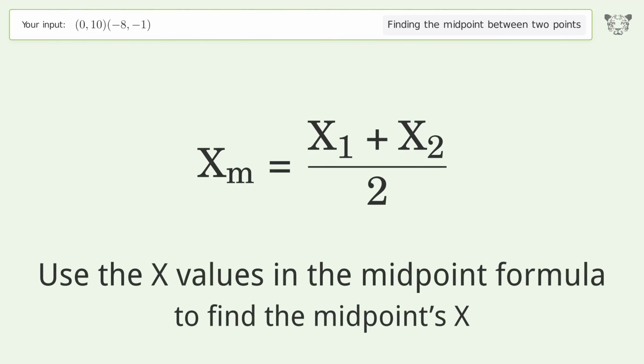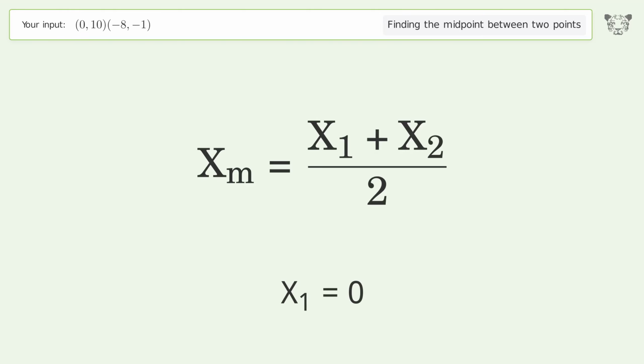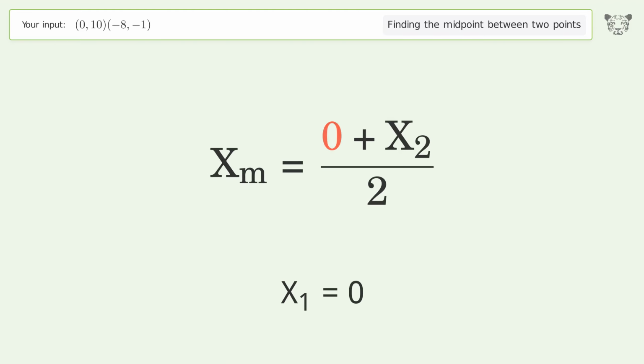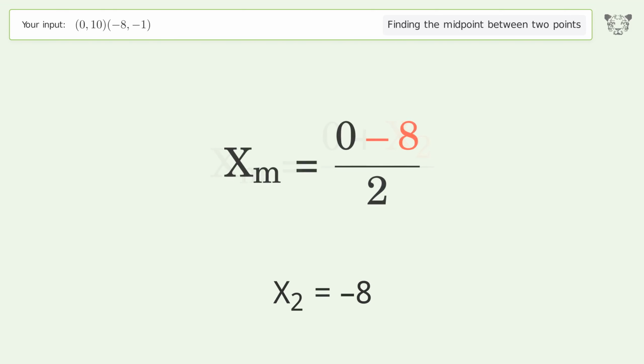Use the x values in the midpoint formula to find the midpoint's x. x1 equals 0. x2 equals -8. Simplify the arithmetic.